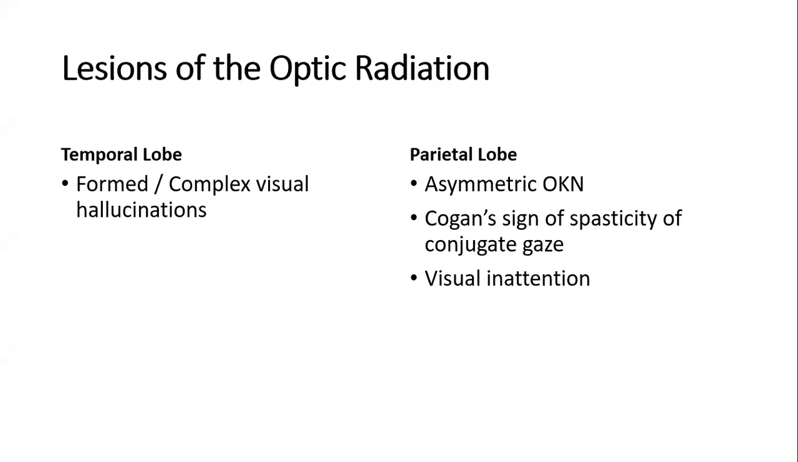And the other one that we have is called visual inattention. Suppose there is an object in the affected visual field, a patient with a parietal lobe lesion may still be able to see it. Whereas when there are two objects, one on either side, one in the affected field and one in the normal field, the patient will not be able to see the object in the affected field. So this is called visual inattention.